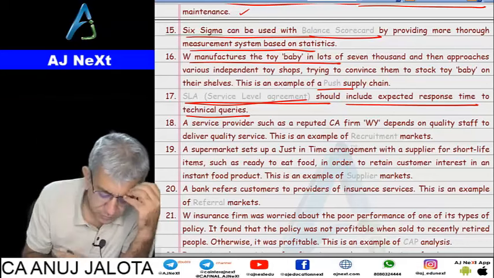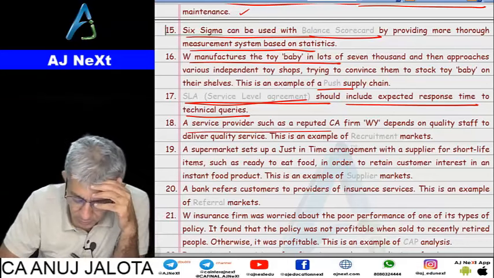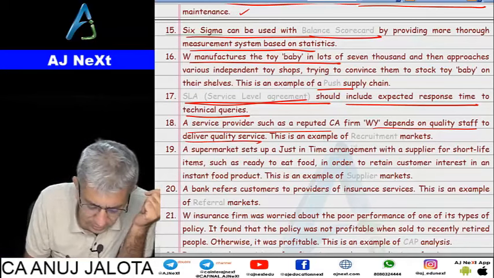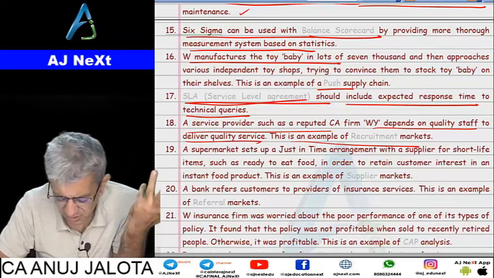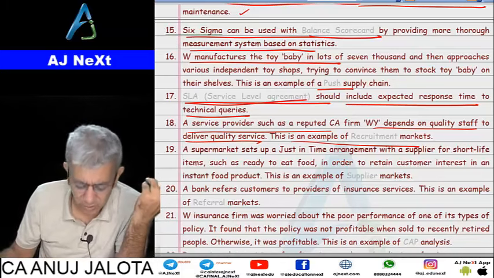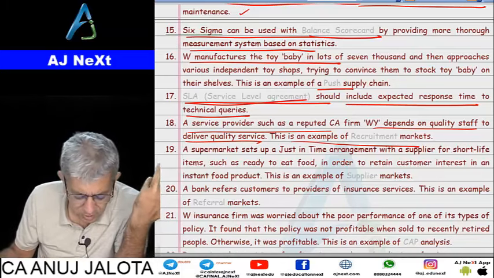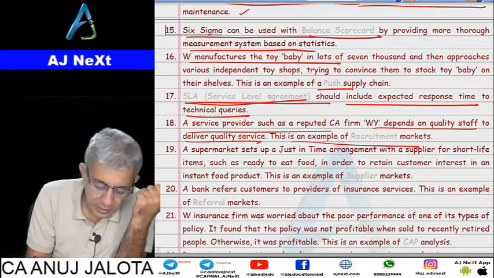Further, a service provider such as a reputed CA firm depends on quality staff to deliver quality service. This is an example of recruiter markets. There is nothing so great about it actually. I don't know why this question is asked. Then 19th.